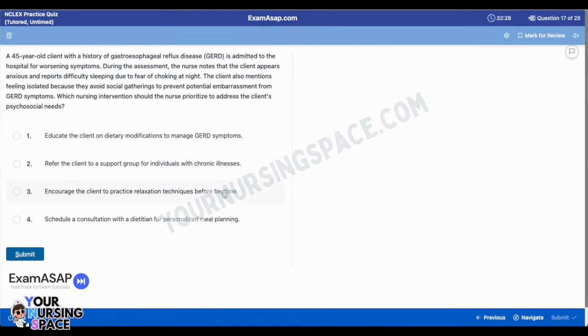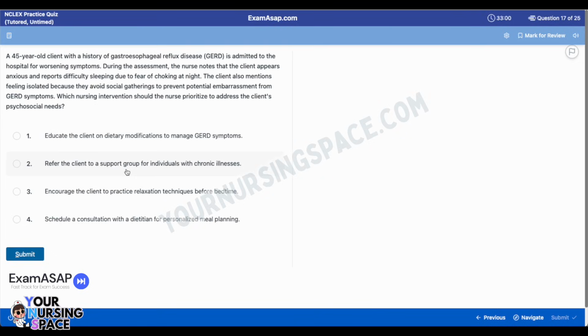A 45-year-old client with a history of gastroesophageal reflux disease, GERD, is admitted to the hospital for worsening symptoms. During the assessment, the nurse notes that the client appears anxious and reports difficulty sleeping due to fear of choking at night. The client also mentions feeling isolated because they avoid social gatherings to prevent potential embarrassment from GERD symptoms. Which nursing intervention should the nurse prioritize to address the client's psychosocial needs?